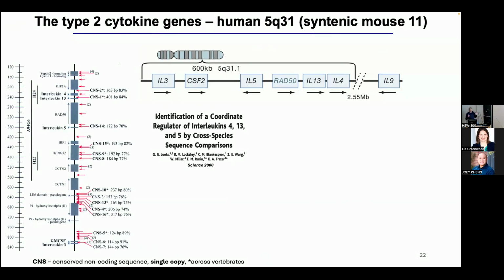And so by comparing sequences, they were looking for non-coding sequences, at least 100 base pairs, in bold, 1 copy in the genome, and an asterisk conserved by 7 vertebrates from man to zebrafish. And the longest hit was right between IL-4 and IL-13, called CNS1. So we got together to start looking at this.